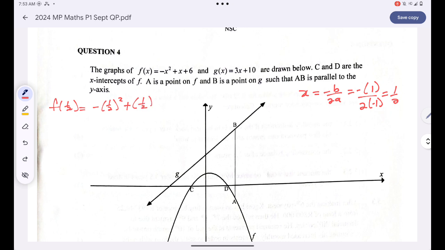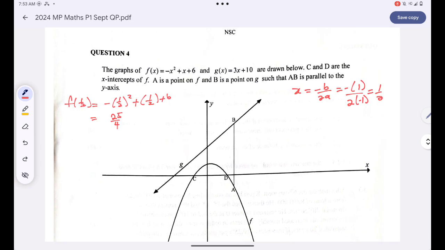That's 1 over 2 plus 6. And when you punch it into your calculator, guys, you'll simply find an answer of 25 over 4. So the corresponding y value is just 25 over 4. So I know that x is 1 over 2 and then y is 25 over 4.